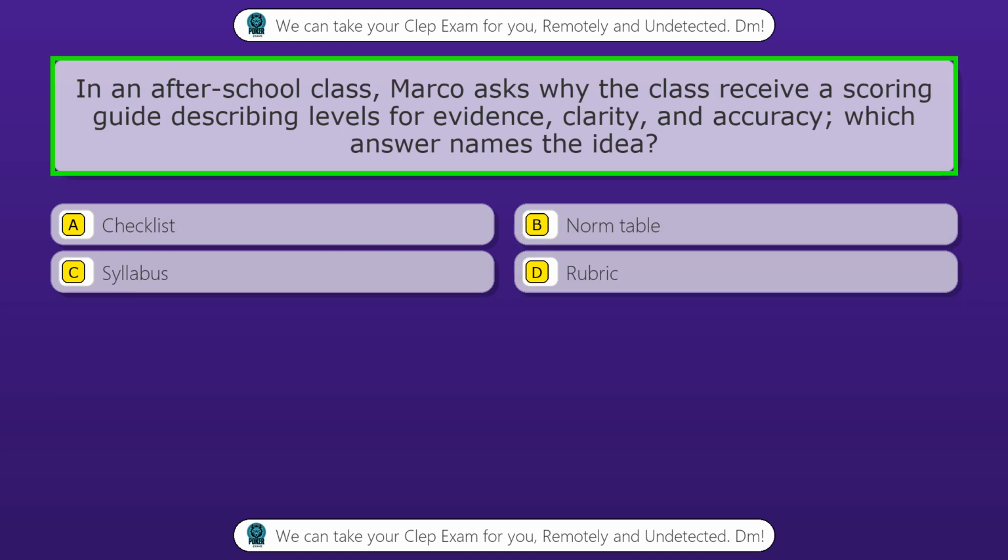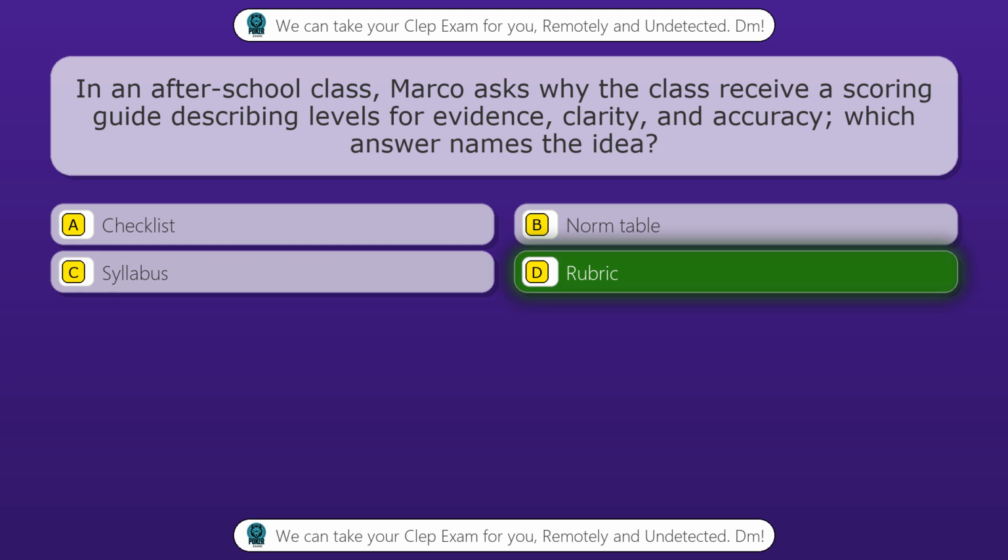Question 60. In an after-school class, Marco asks why the class receives a scoring guide describing levels for evidence, clarity, and accuracy. Which answer names the idea? Option A, checklist. Option B, norm table. Option C, syllabus. Option D, rubric. The correct answer is option D, rubric.